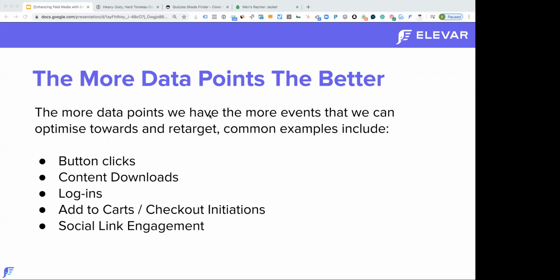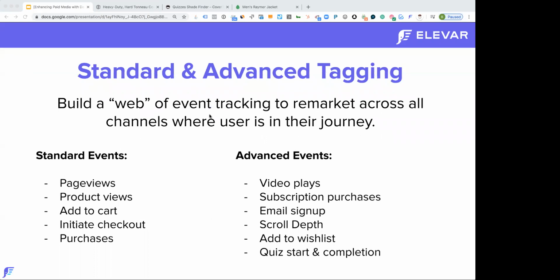But then the next one is the more data that we have, the better. Brad was touching upon this as well. Obviously the most common ones we've touched on already: button clicks, logins, downloads, add to carts, social link engagement. And where this comes into paid is we can optimize towards this, especially on Facebook advertising. Say you launch a campaign, Facebook has to go into a learning phase, and it can take up to 50 purchases until it starts to really kick in the algorithm and optimize towards it.